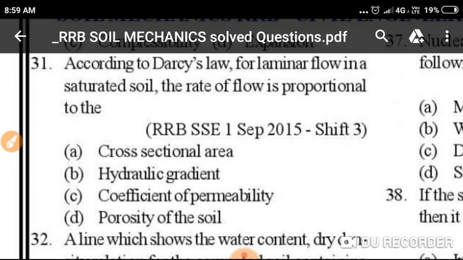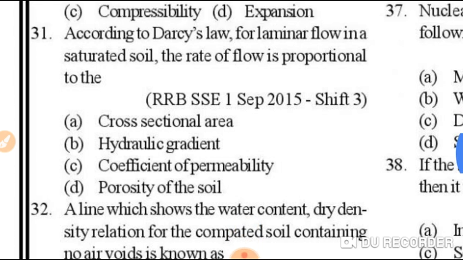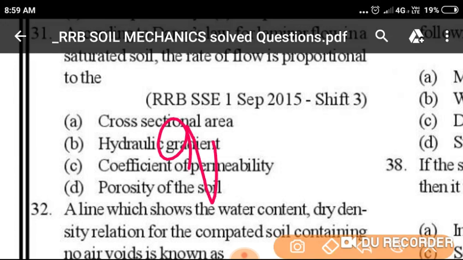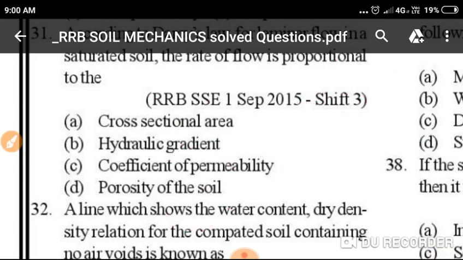According to Darcy's law, for laminar flow in a saturated soil, the rate of flow is proportional to the rate of what? According to Darcy's law, for laminar flow, Q equals K I A. So the rate of flow is directly proportional to the cross-sectional area and the hydraulic gradient. So this is the hydraulic gradient, option B. Here option B is the correct answer.